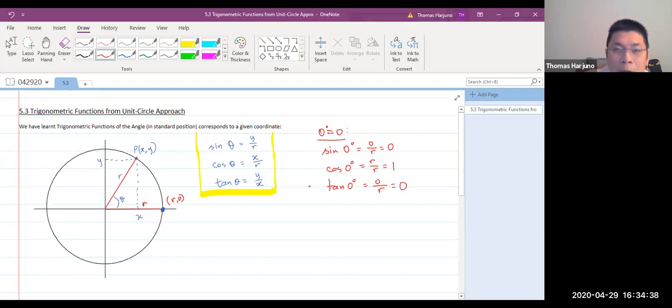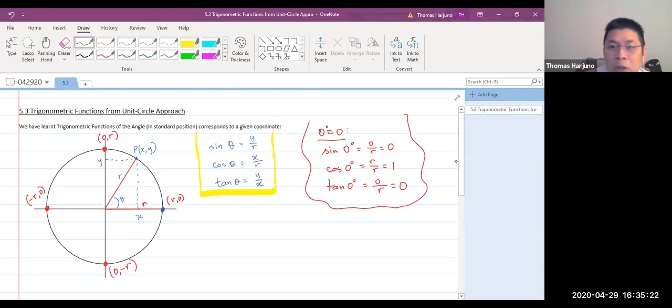Okay. Now we can do the same thing for our 90 degrees. The coordinate corresponding to that angle is (0, r). For 180 degrees, the coordinate corresponding to that angle is (-r, 0). And for 270 degrees, the coordinate corresponding to that angle is (0, -r). Now, instead of going through this route, I will go on with a unit circle approach.